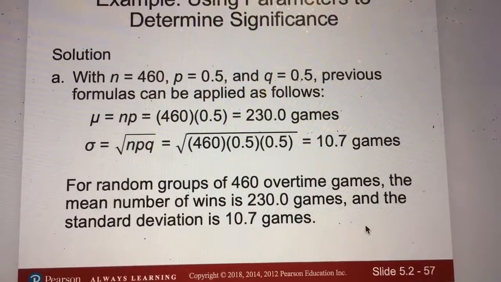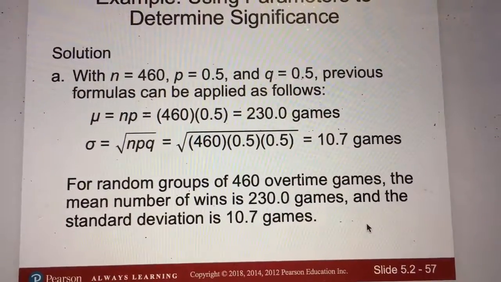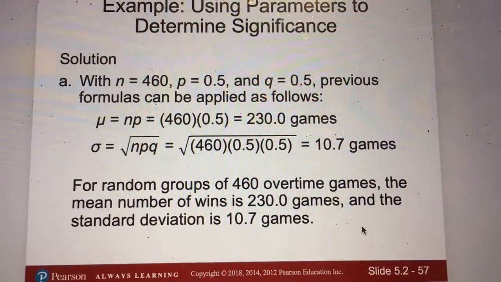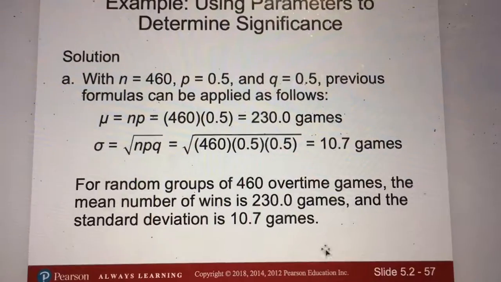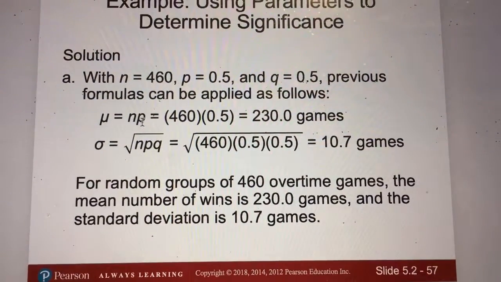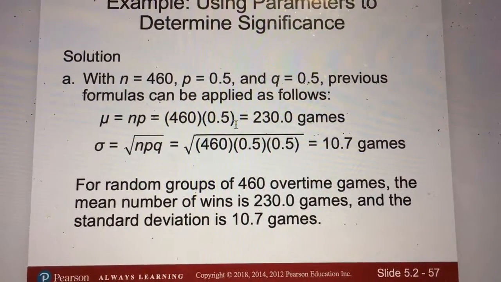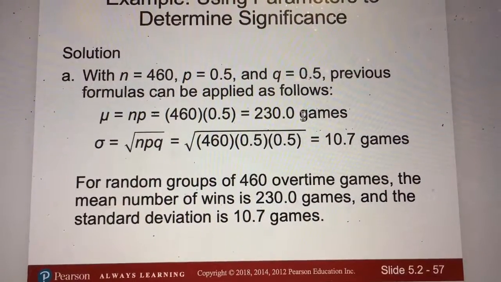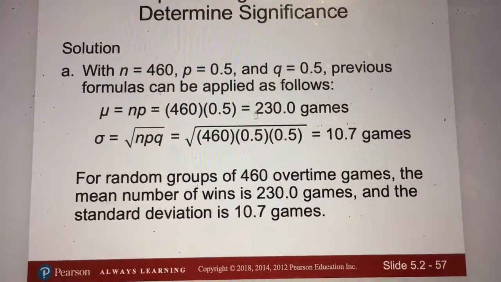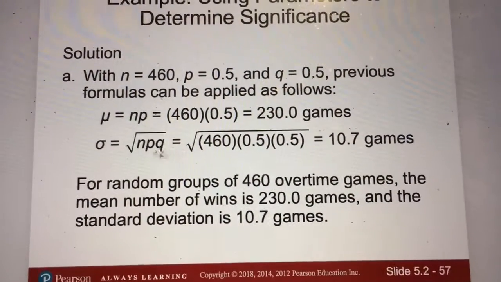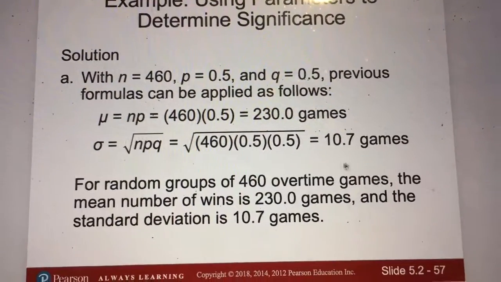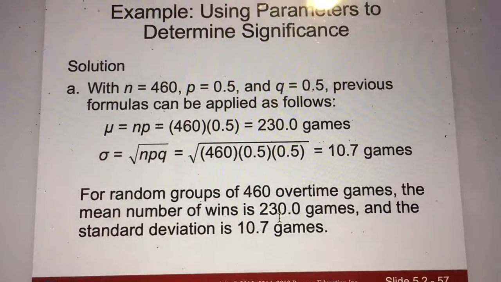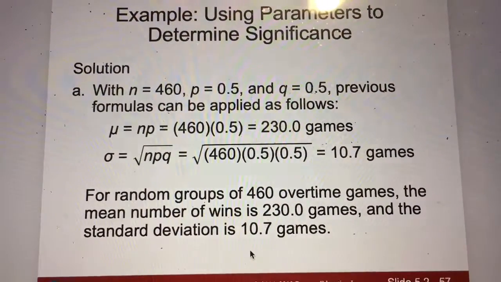Okay, so when we do that, we go with our N is 460, our P is 0.5, our Q is 0.5. Previous formulas can be applied, so we've got our NP is our mean, and there we have 460 times 0.5 is 230 games. So our average would be 230 games that we should expect to be won. And then our sigma, our standard deviation, is 10.7. For random groups of 460 overtime games, the mean number of wins is 230 and the standard deviation is 10.7.